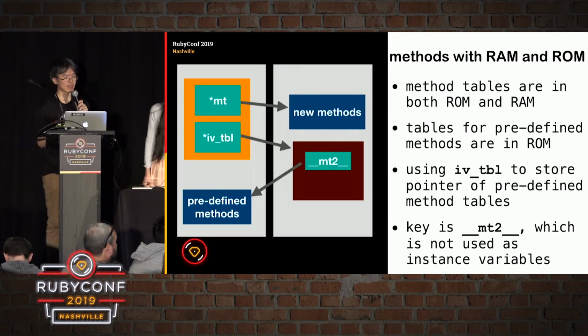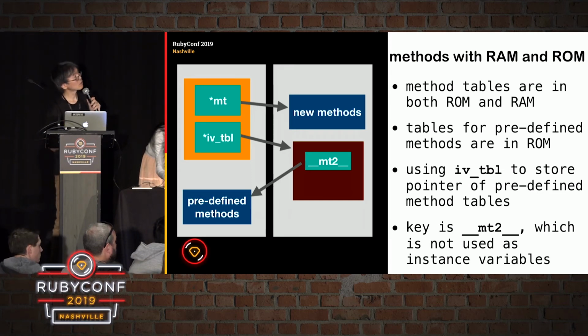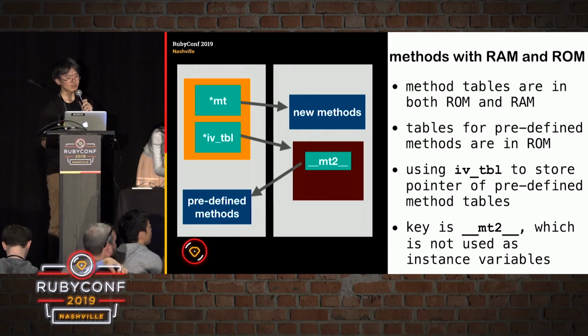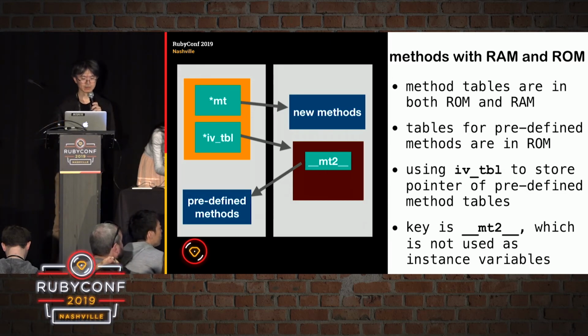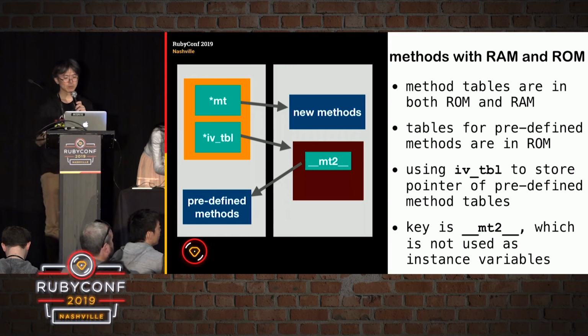Method definitions also need some ingenuity to make full use of RAM and ROM. Once all methods are in ROM, you cannot add new methods. For this reason, we have provided pointers to additional method tables in the instance variable storage areas. You can now search for methods that are added later.